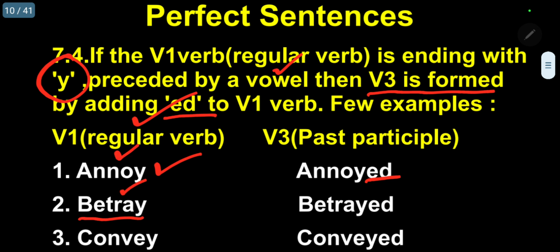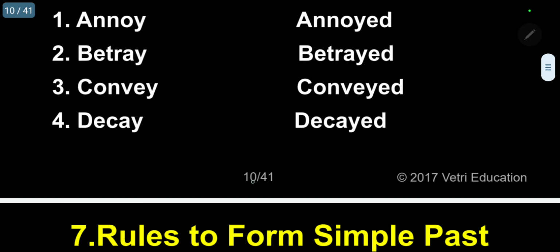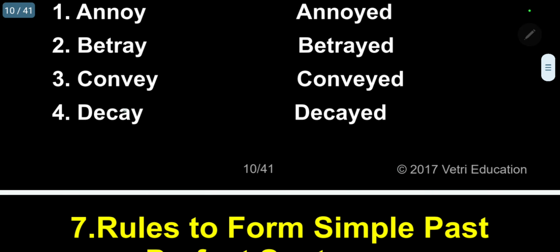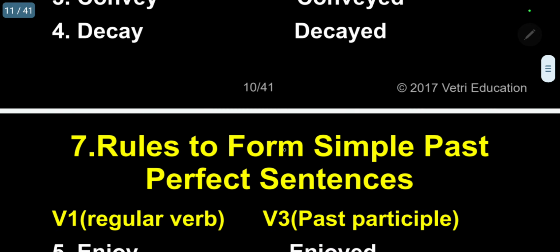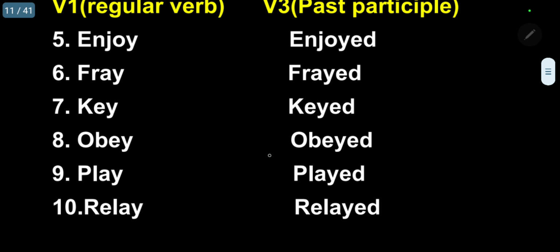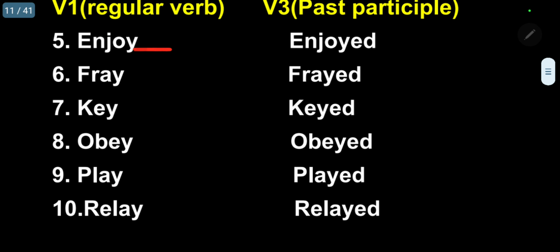Betray. A is the vowel. So I am adding ed. Convey. E is the vowel. So I add ed. Please follow. Continuous list. Decay. The A is the vowel. Decayed. Ed is added. So the list continues. Enjoy. End letter, O vowel. So enjoyed. Ed added.